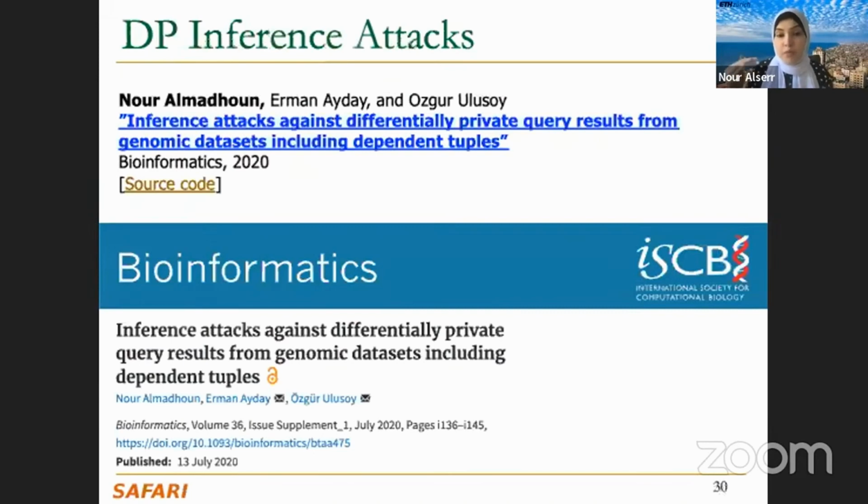You can find more details about the 2 inference attacks in our paper. It was presented at ISMB and published in Bioinformatics, and it's open source as well. Then you can find there all the algorithms we have, examples of what we did and so on. Now we are done with the inferences or the attacks we have. Let's go to the mitigation part.